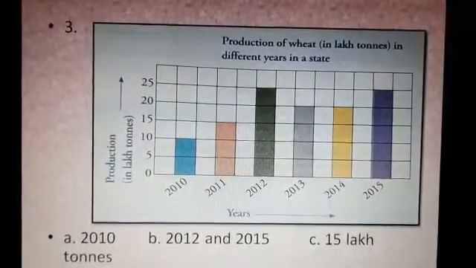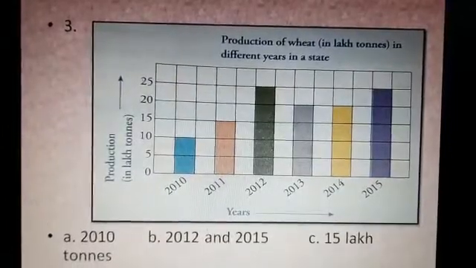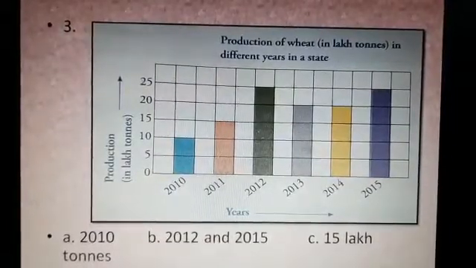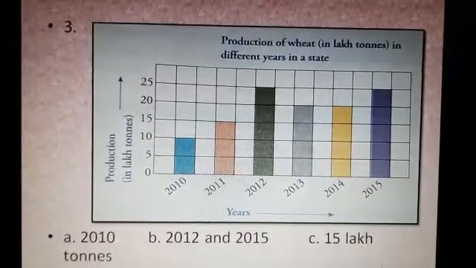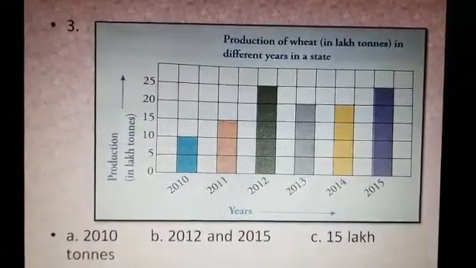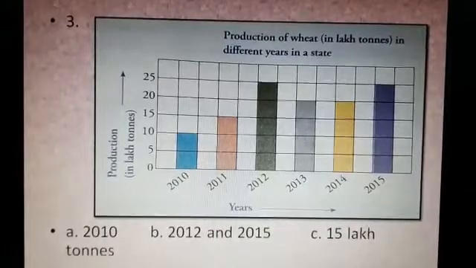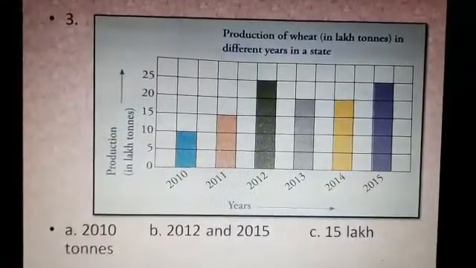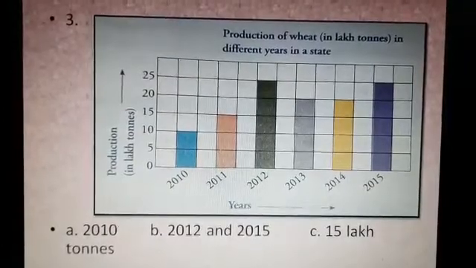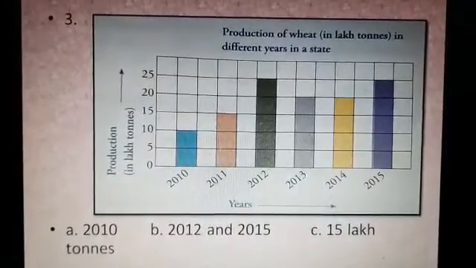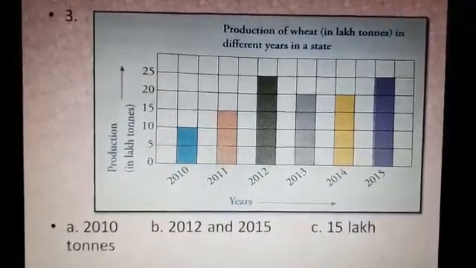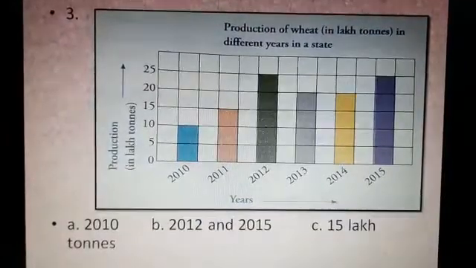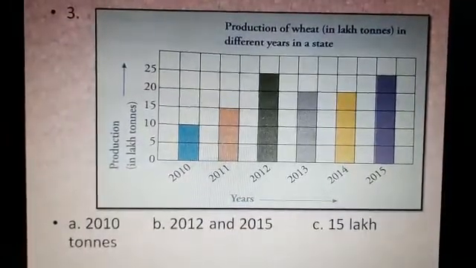Now the third question. Read the following bar graph and answer the questions that follow. Look at the bar graph, children. It is about the production of wheat in different years in a state. The first question. In which year was the production the lowest? Which is the smaller bar in this? It is 2010. So answer is the year 2010.